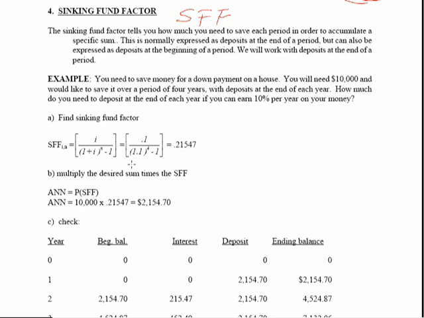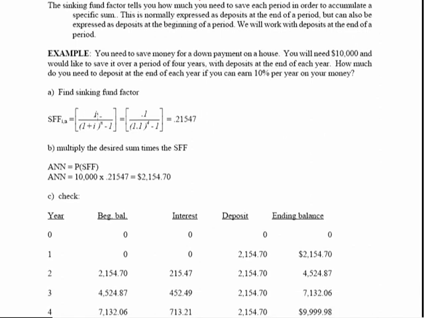The formula for a sinking fund factor is here. So it's i divided by (1 plus i) to the nth power minus 1. So for our example, using our good old 10% interest rate, and this time a 4-year period, the sinking fund factor is 0.21547.